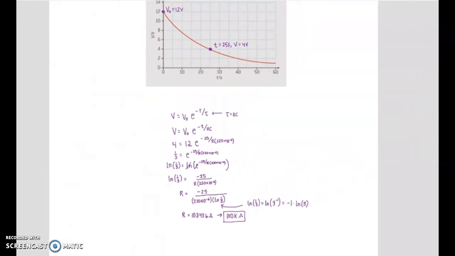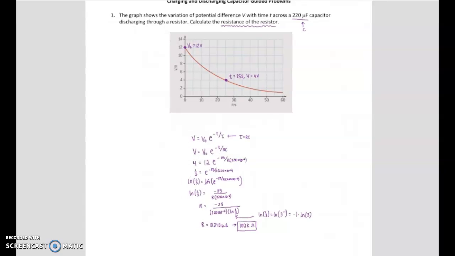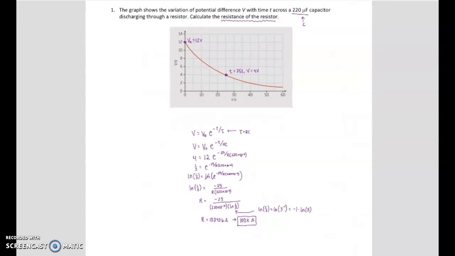So take a look at this process. I used my graph to determine the values of voltage at different times, knowing that the initial voltage was 12 volts, and then later on it had dropped to 4 volts after 25 seconds. Using that in my voltage equation and remembering that tau is R times C, I was able to solve for my resistance value.